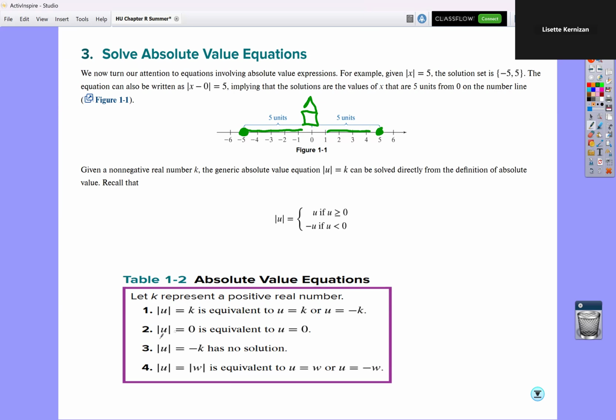All right. So here, the absolute value of u equals k. You're going to get u equals k and u equals negative k. So that's going to the left and right. If the absolute value of u equals 0, u is going to be 0. The one issue that you're going to have is if you ever get the absolute value of something equal to a negative, it's going to be no solution because you can't go a negative distance. All right. So let's look at some examples.